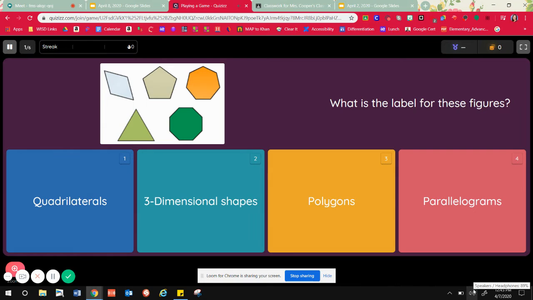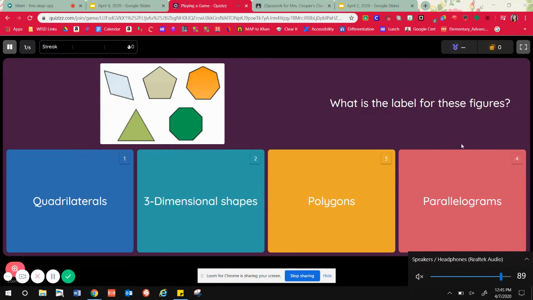So my first question, let me see if I can turn off the sound here, that way you don't have to hear them, both of us, is what is the label for these figures? When I'm looking at the picture, I see lots of different sides. So they're not 4-sided shapes, so they cannot be quadrilaterals. The next choice was 3D shapes. Remember, 3D shapes are fat. They have depth. They would stick out. These shapes are flat, so they cannot be 3D.